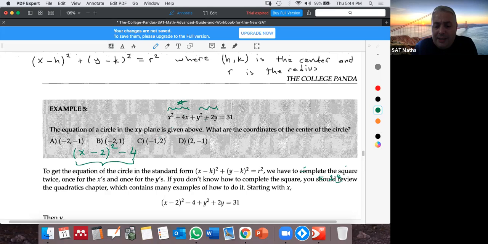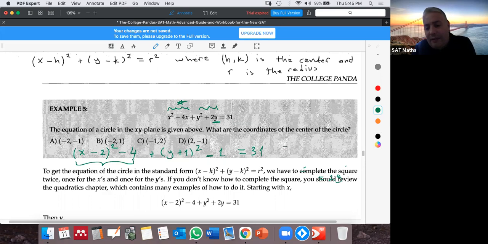Now to write this, y squared plus 2y. 2y, half is y. So y plus 1 squared. When I expand this, y squared, 2y plus 1. To eliminate this, I should say minus 1. So this is 31, this side. So this negative 4 and this negative 1, it's negative 5.